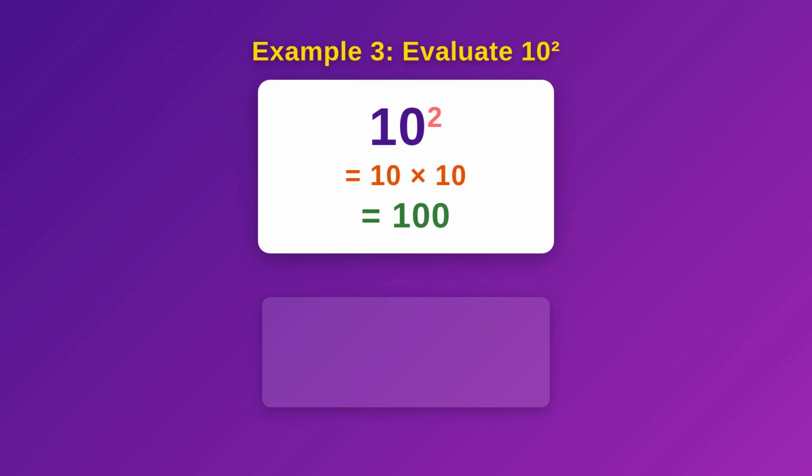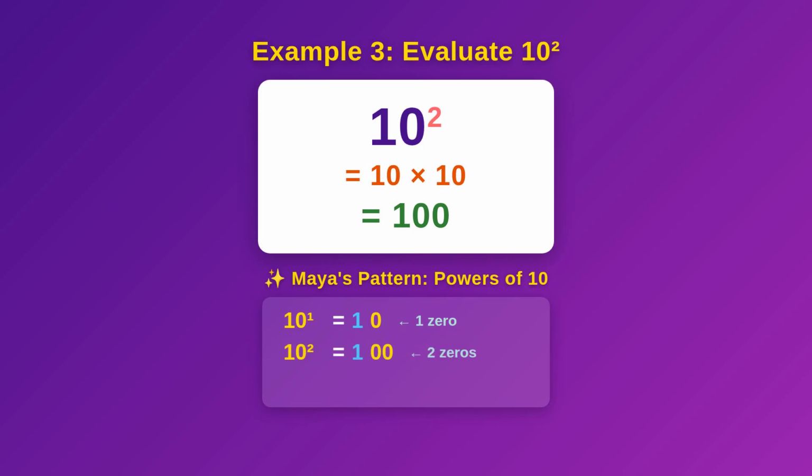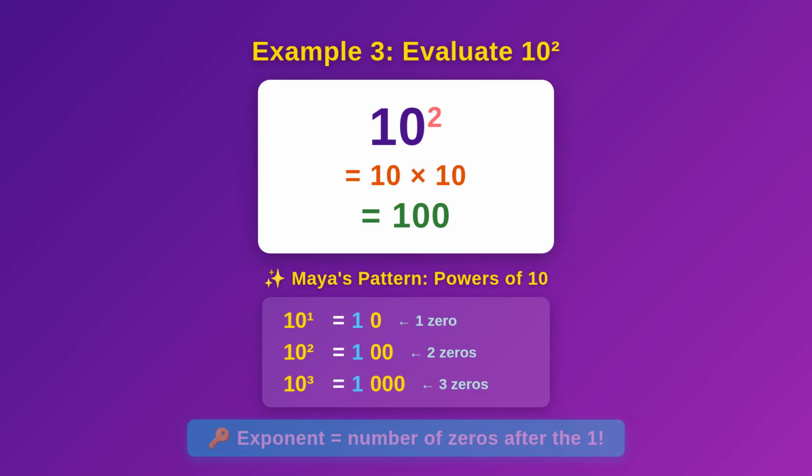Here's a fun one. 10 to the 2nd power, also called 10 squared. Base is 10, exponent is 2, so we expand. 10 times 10, and 10 times 10 is 100. That's it. Super clean. Here's a cool pattern Maya noticed.